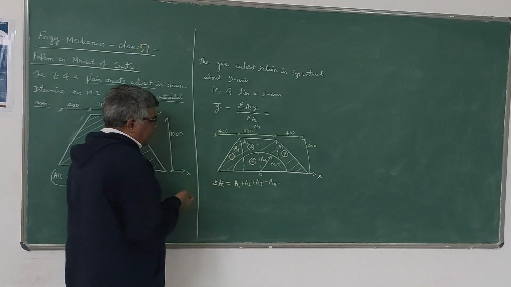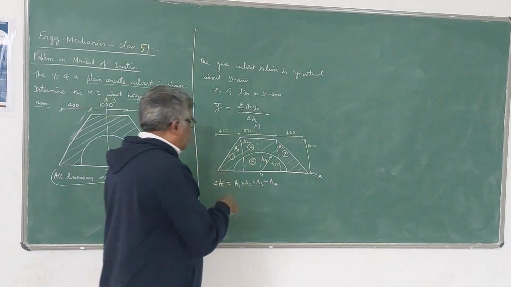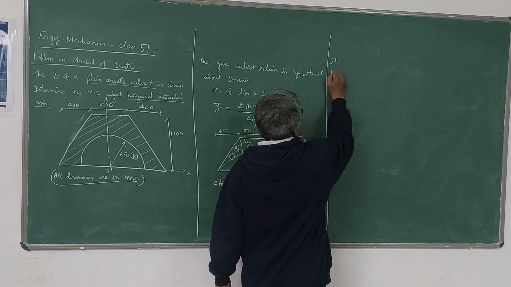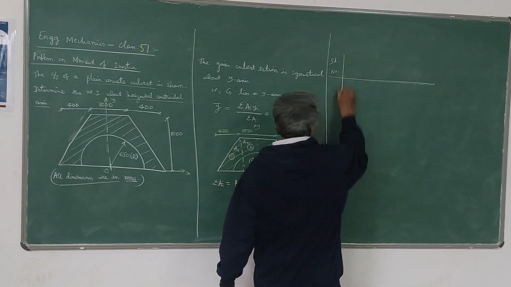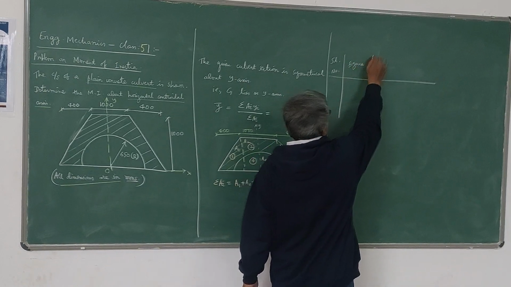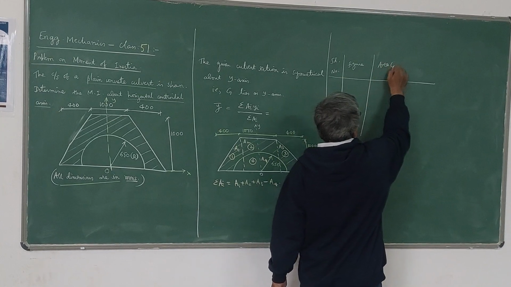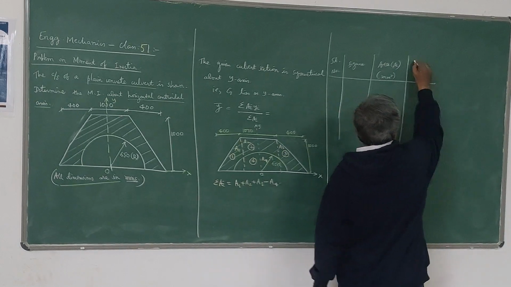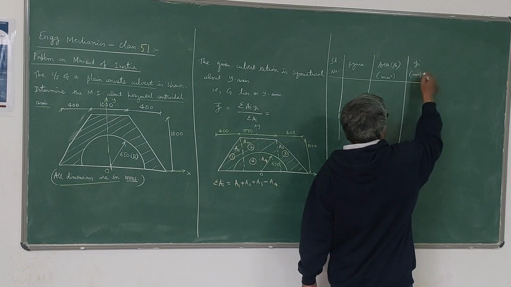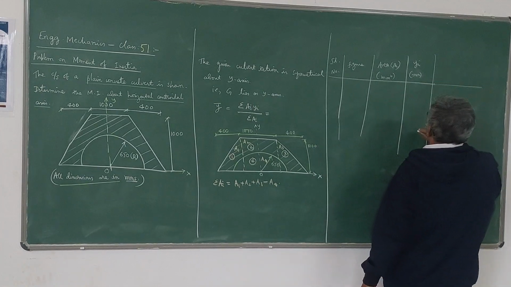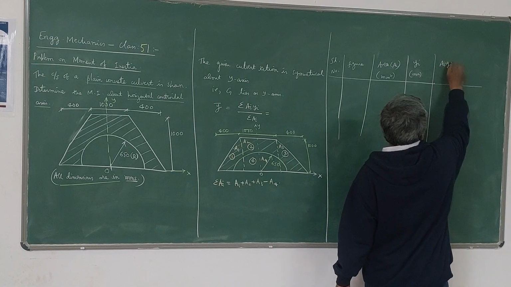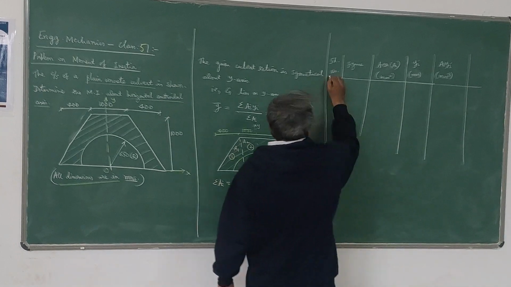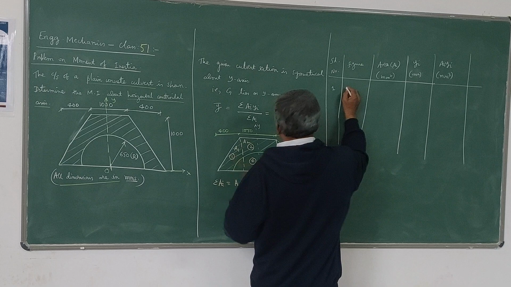Let us locate the centroid of this composite section. By our usual method, I will take it in the form of a table. Serial number, figure, then area Ai in millimeter square. You have 4 simple sections there. Then you have the yi term, the distance of the centroid of each simple section from the reference x-axis. Then Ai into yi.